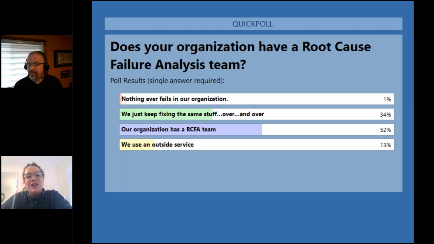So 52% said our organization has an RCFA team. 34% said we just keep fixing the same stuff over and over. 13% said we use an outside service, and 1% said nothing ever fails in our organization. Well, I wish I worked there.